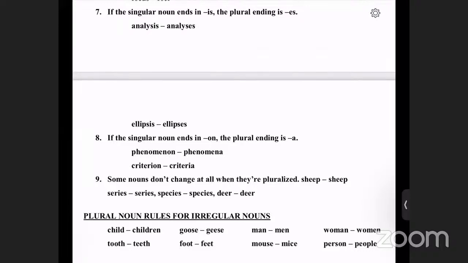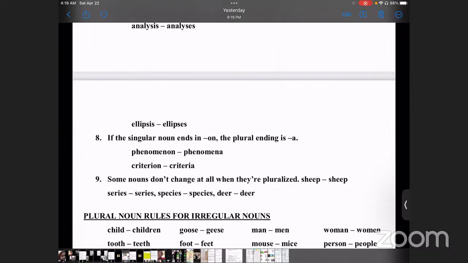Point number 8. If the singular noun ends in on, the plural ending is a. Phenomena. Some nouns don't change at all when they are pluralized. For example, sheep. We say sheep for one lamb and for a flock. Series, like a program series, continuous programs. Species and deer. These are some of the plurals that don't change.